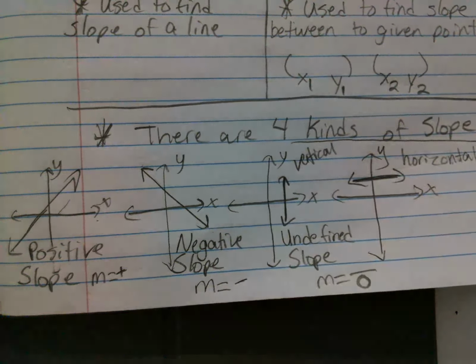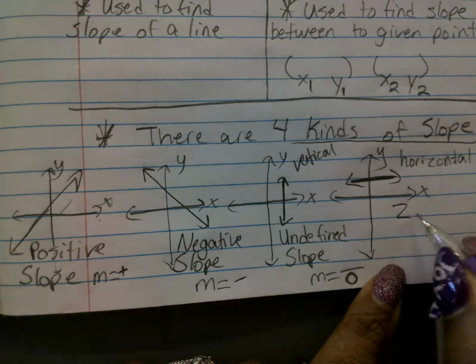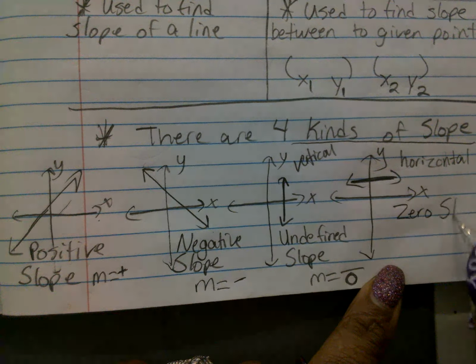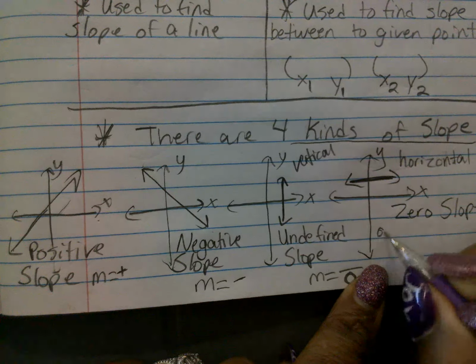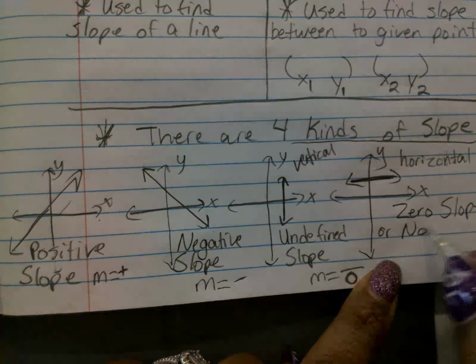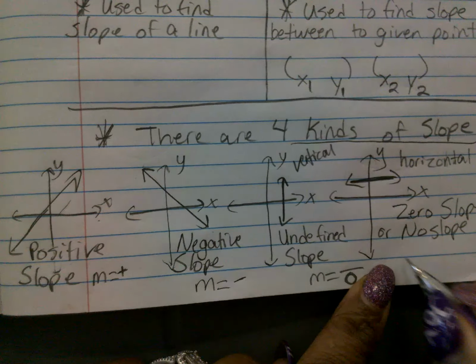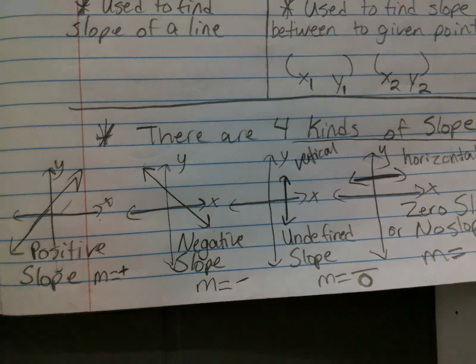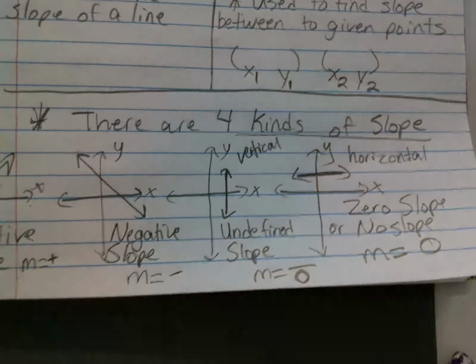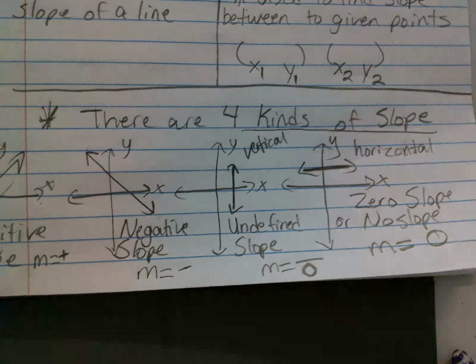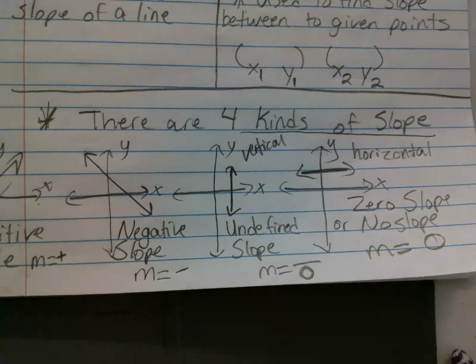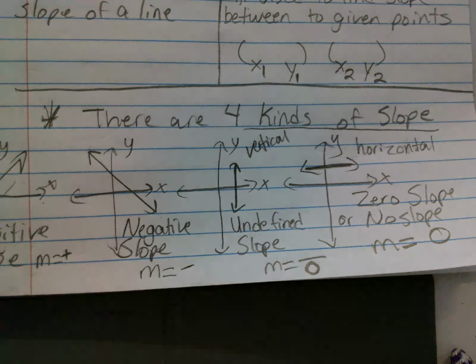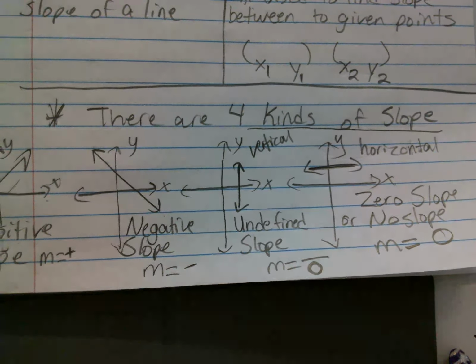Horizontal lines have zero slope, or another way to say this is no slope. That means that your M is just flat out equal to 0. It could be 0 over 10. 0 over 10 is still equal to 0. 0 over -5. 0 over any number is still equal to 0.